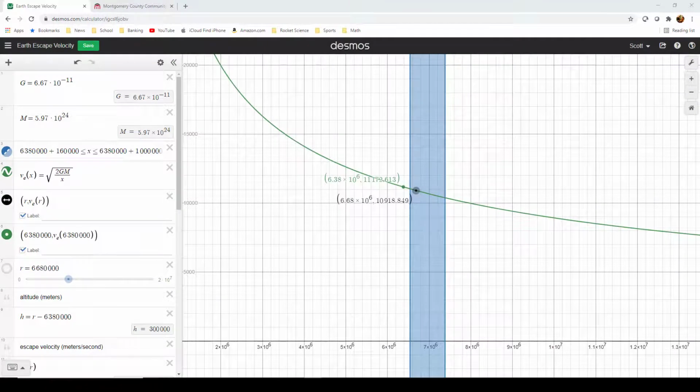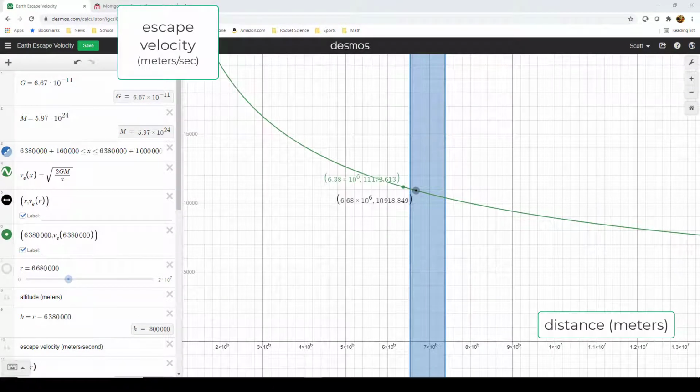This is a graph of escape velocity as a function of the radial distance from the center of Earth. At the top here I have, of course, the universal gravitational constant. This is the mass of the Earth. What I have here in blue is this region that is commonly considered low Earth orbit, from about 160 kilometer altitude to about a 1,000 kilometer altitude above the surface of the Earth.